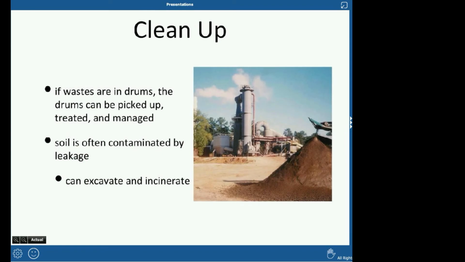If the waste is in drums, they can pick up the drums and treat them in management. That's easy. The problem is when either the drums have started leaking, or maybe they weren't put in drums. Maybe you had one of those surface impoundments that's leaking. So this is going to cause the soil to be contaminated. They can excavate that soil and burn it, basically, which gets rid of the chemical. And then they can either put the soil back or put different soil back, but they have to do something with that soil. They can put it in a secure landfill, but somehow they have to get rid of it.